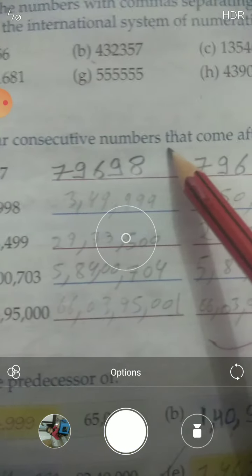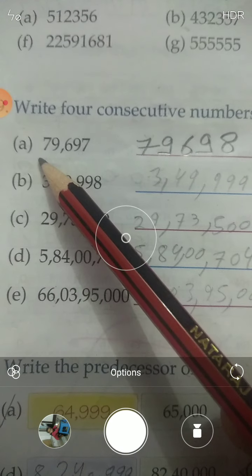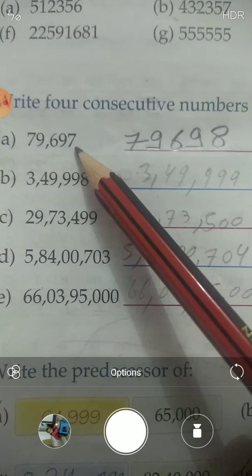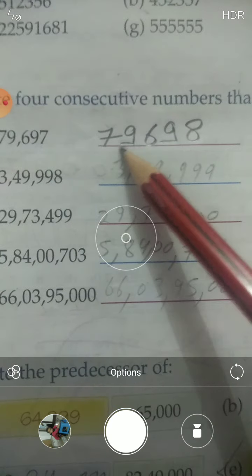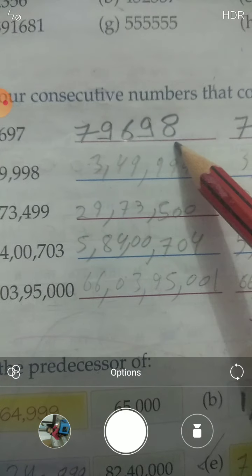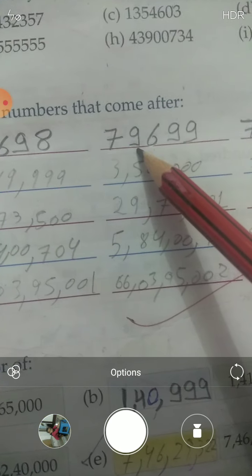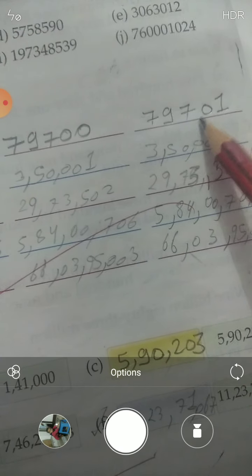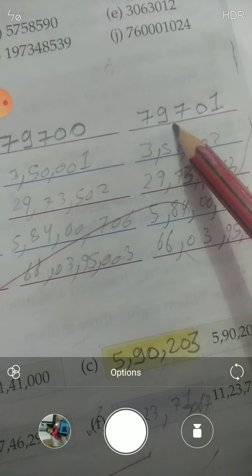Write 4 consecutive numbers that come after. First is given: 79,697. What will come after? If we add 1 here, 79,698. After this, 79,699. And after this, 79,700. Fourth one is 79,701. Like this, student, you can find the values of all parts.